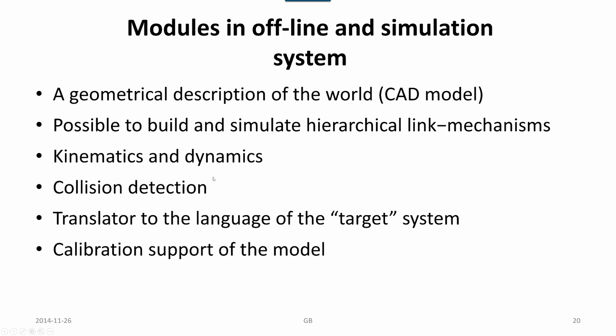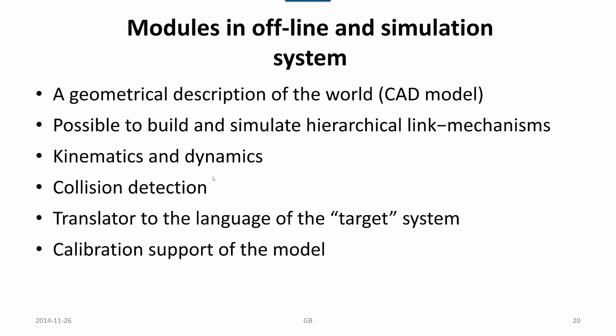So, modules in offline simulation systems. Well, a geometrical description of the world model, as mentioned, in forms of CAD model. Possible to build and simulate hierarchical link mechanisms in different ways. Link mechanisms might be others than robots. It could be different kinds of positioners, traction, servo tracks, could be complex end effector tools and so forth.